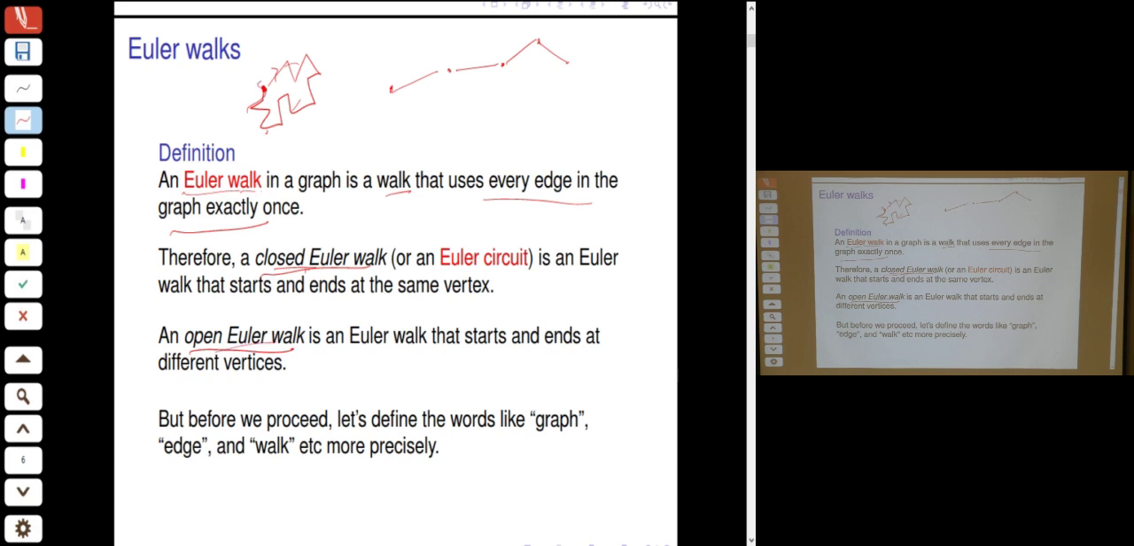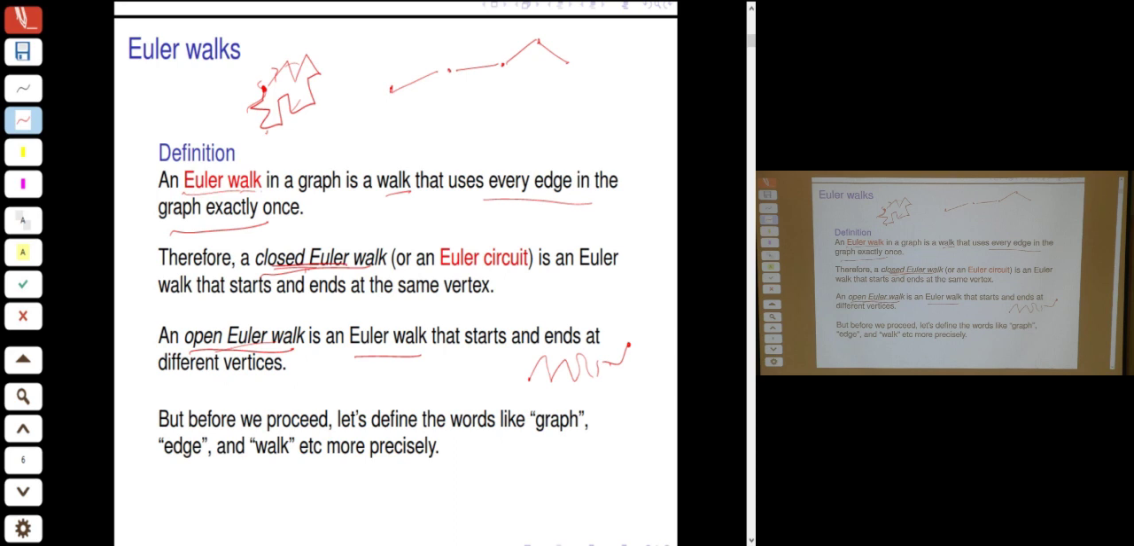An open Euler walk is a walk which starts and ends at different vertices. So, you start from a certain vertex, walk around the edges of the graph such that you traverse exactly once every edge, and then you end your walk at a different vertex compared to where you started from. So, that is an open Euler walk.